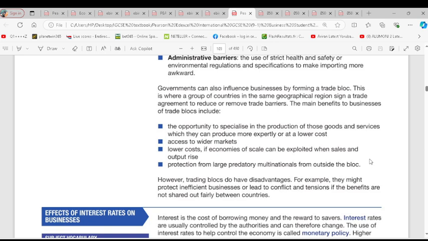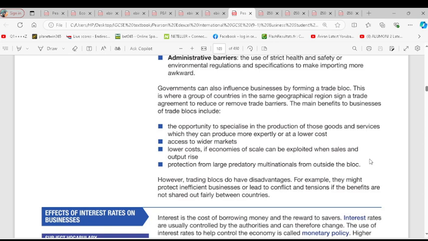So what are the opportunities of doing this? The opportunity to specialize in the production of those goods and services which they can produce more expertly or at a lower cost. With a trading bloc, they will only produce things that they can produce better, and that will become cheaper for them because they will be more efficient. Yes. Access to wider markets. Because there's a trading bloc, Libyans can sell to Algeria, to Morocco, to Egypt, to Tunisia.